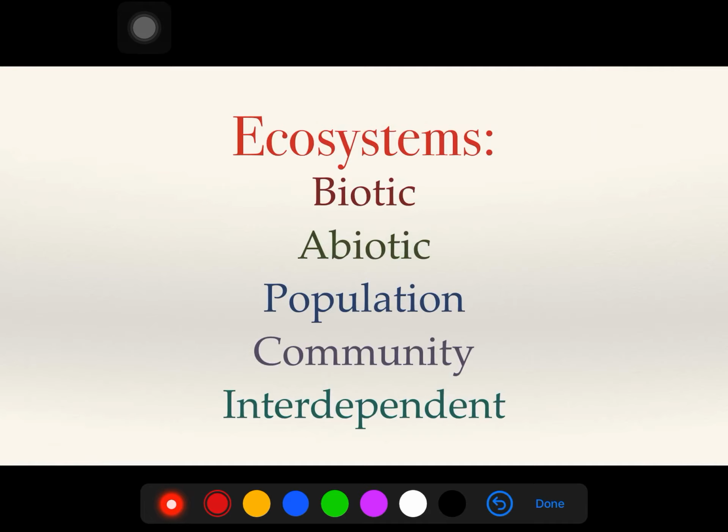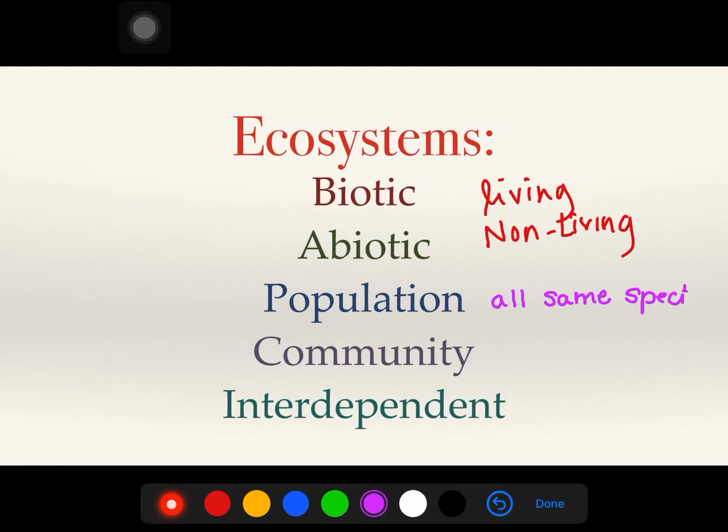Ecosystems. That consists of biotic, which are your living parts, and abiotic, which are your non-living. So you're going to get this digital journal, and I'm going to ask you to find living and non-living parts. Plants and animals would be biotic. Abiotic features of an ecosystem would be like sunlight or water, rocks.